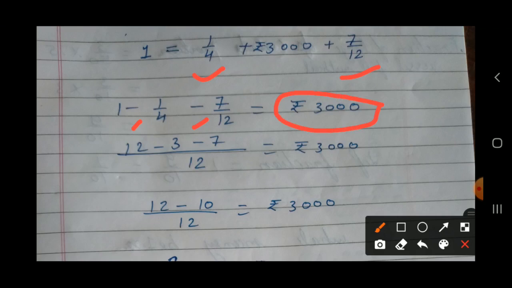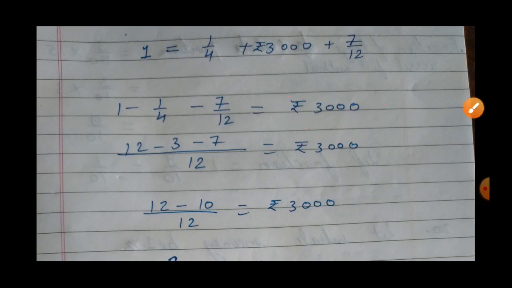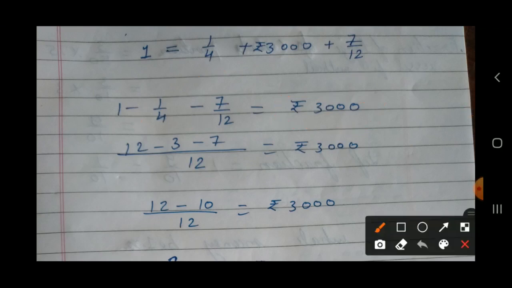3000. That is the spent money. In other words, if we subtract the fractions of deposit money and left money from the whole money, then it will be equal to the money spent. Which one is spent?